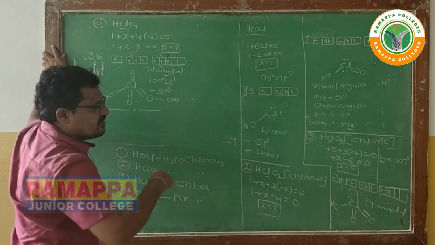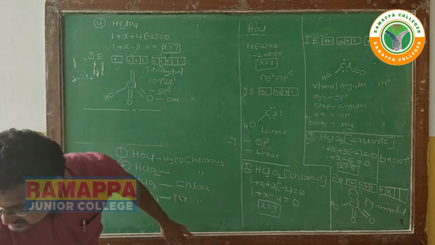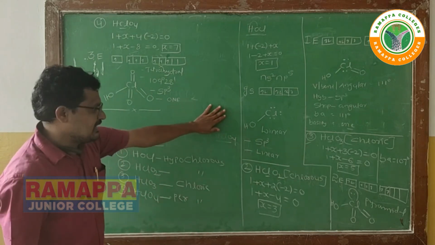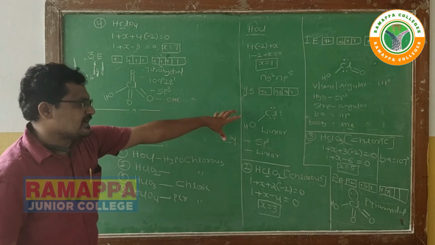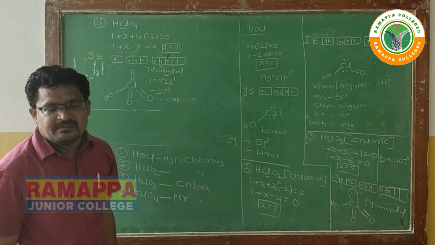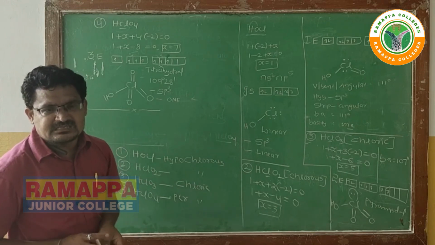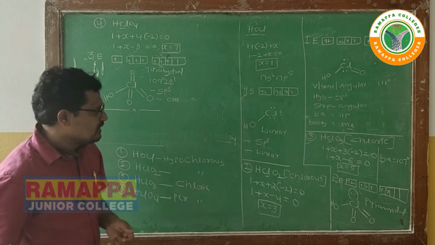All oxy acids of chlorine undergo sp3 hybridization. All oxy acids of chlorine have 1 basicity. Simply, basicity depends upon the OH group.